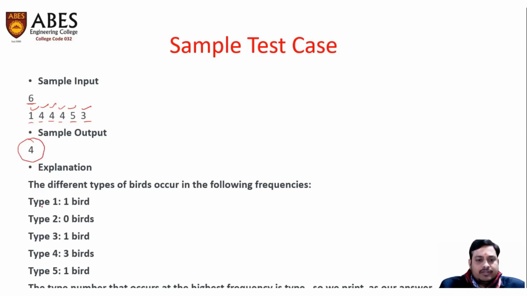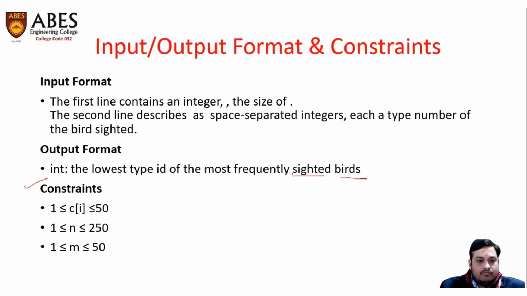Here the explanation is given: type 1, 1 bird; type 2, 0; type 3, 1; type 4, 3; and type 5, 1. So the most frequently sighted is type 4. Type 4 is sighted 3 times, as given in the sample input. So like this, we have to find out the result.